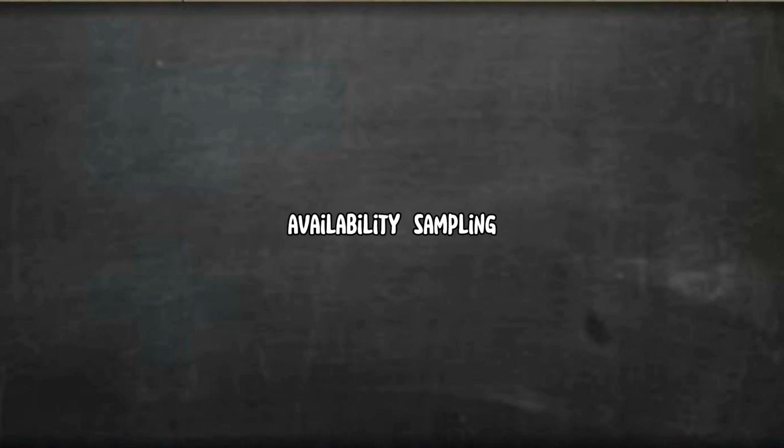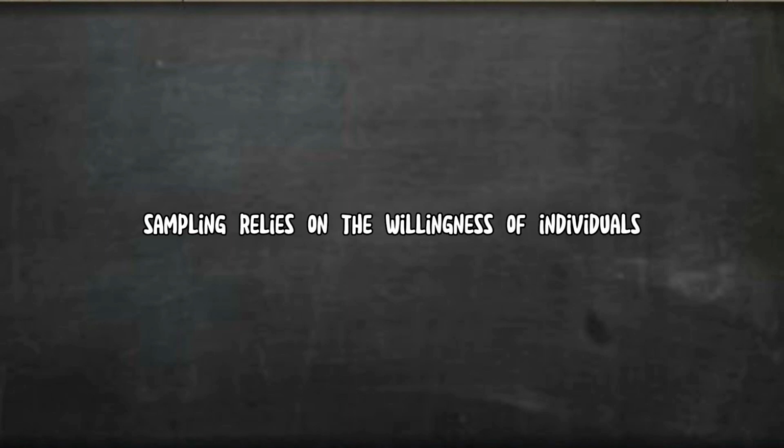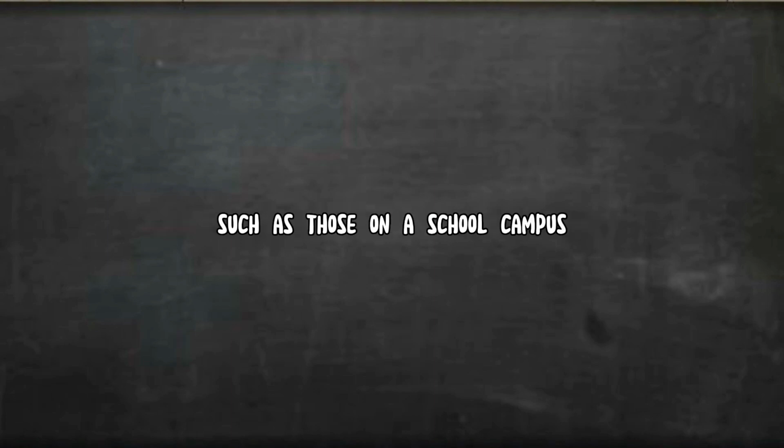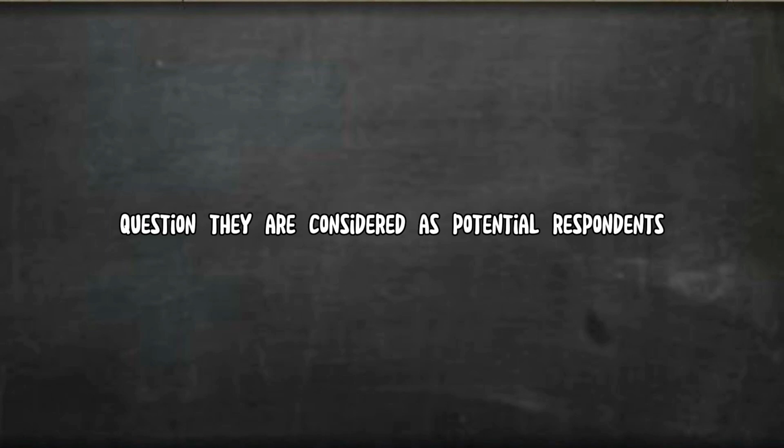Availability sampling. Availability sampling relies on the willingness of individuals to interact with the researcher. If people encountered during data collection, such as those on a school campus, in office corridors, or in a park, show a willingness to respond to the researcher's questions, they are considered as potential respondents.